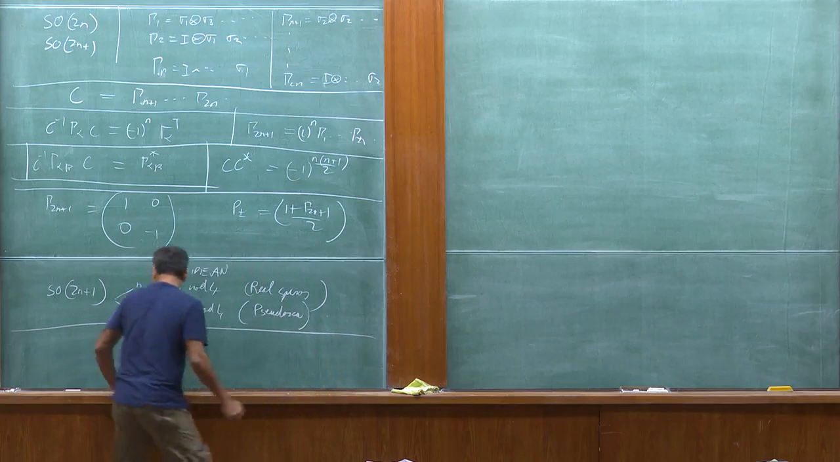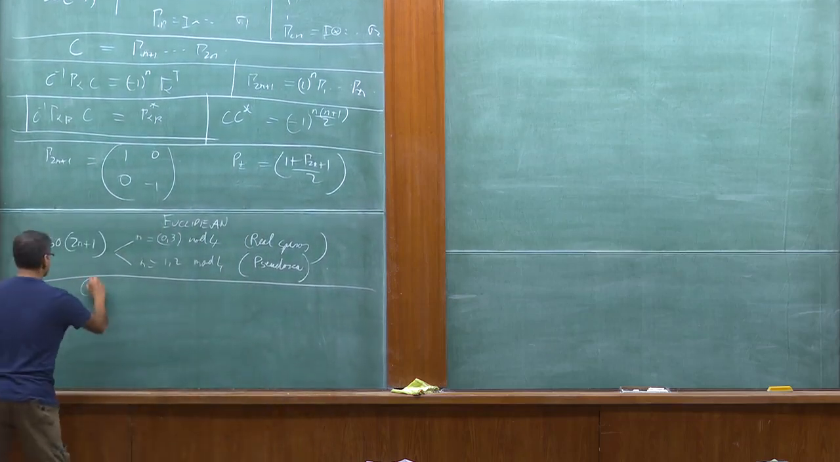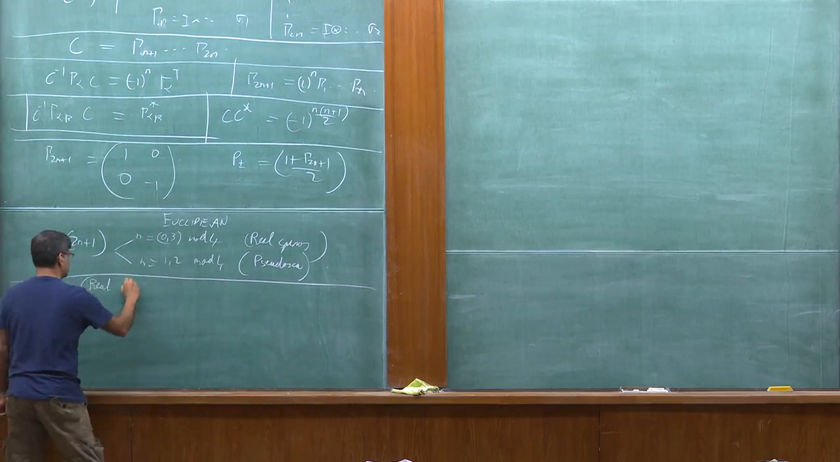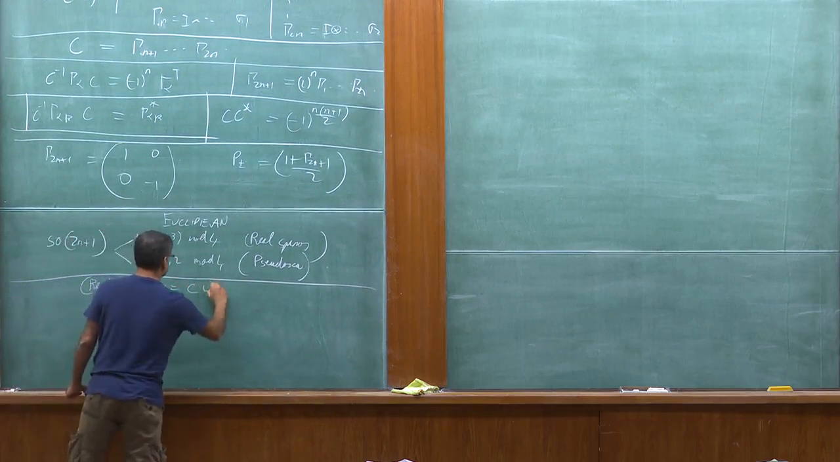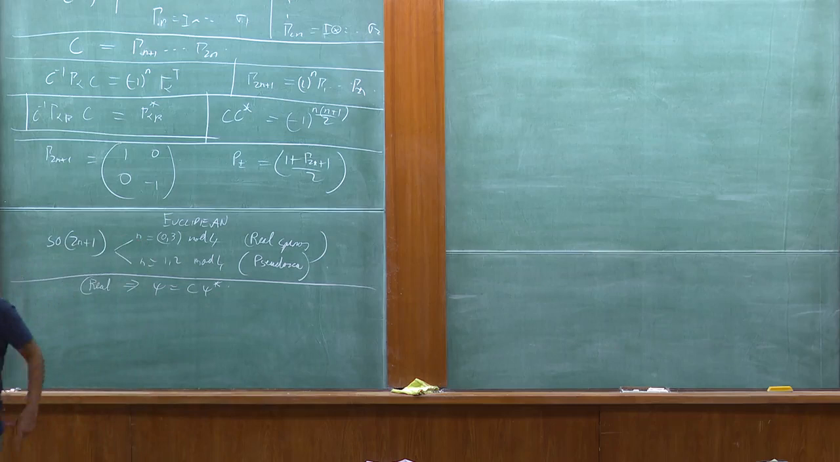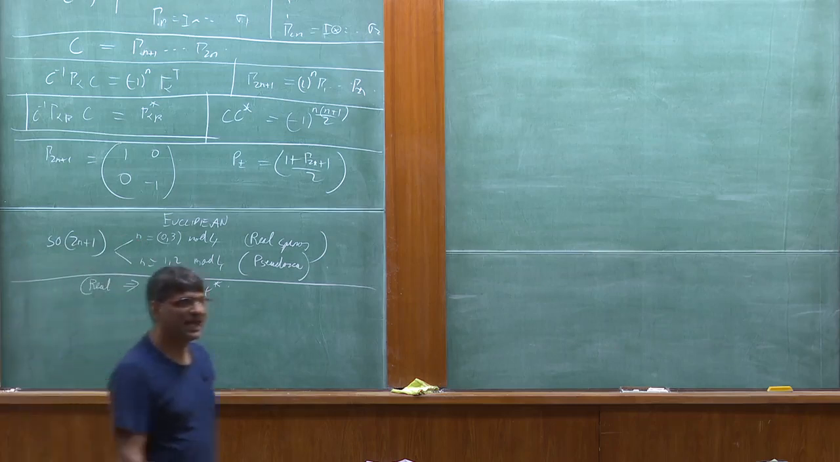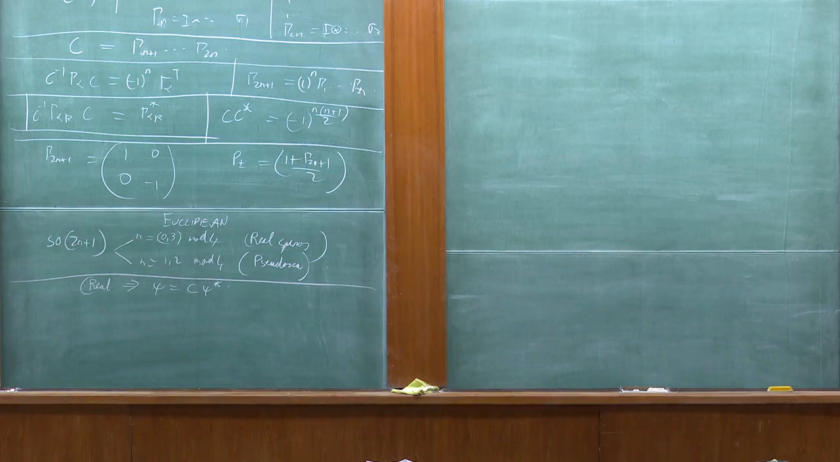Remember, a real spinor was a spinor that obeyed the equation psi is equal to C psi star. We argued that C psi star and psi behave the same way under SO(2n) and SO(2n+1) transformations. So this was an equation we might want to try to impose.